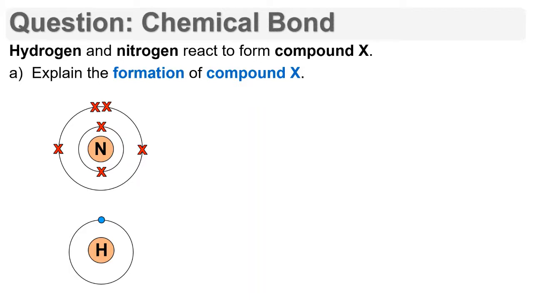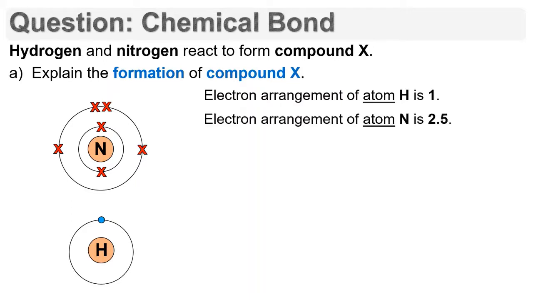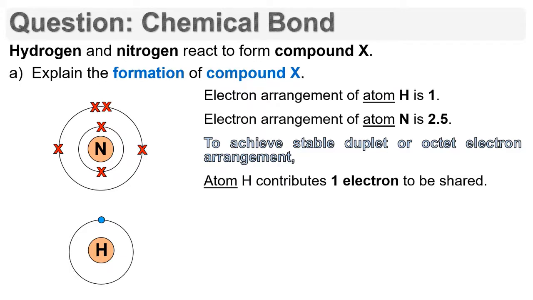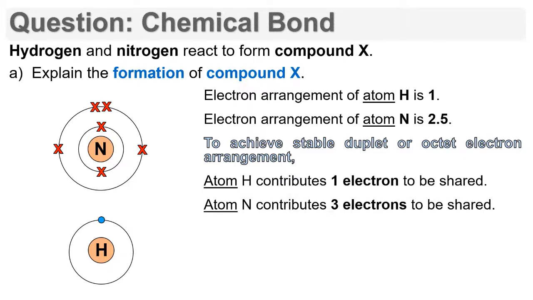To explain, begin with the electron arrangement of the atoms involved. Electron arrangement of hydrogen atom is 1. Electron arrangement of nitrogen atom is 2, 5. Then, explain how these atoms achieve the stability of electron arrangement. To achieve stable duplet or octet electron arrangement, hydrogen atom contributes 1 electron to be shared. Nitrogen atom contributes 3 electrons to be shared.